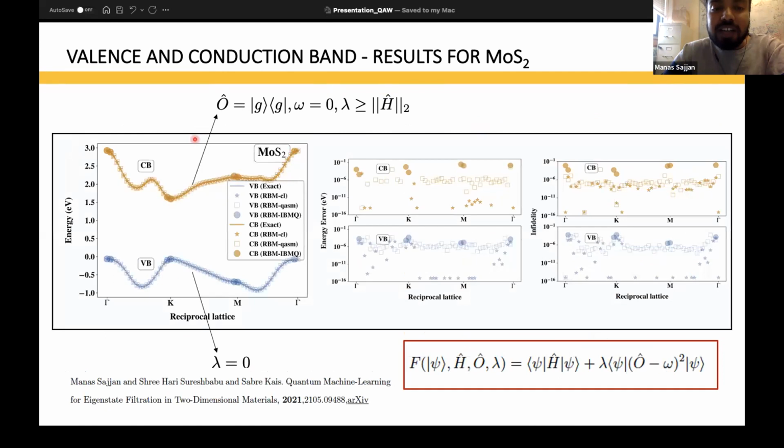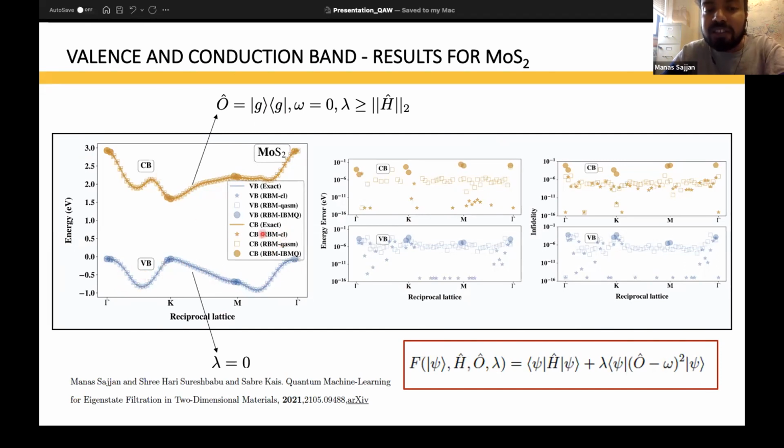So if we were to use that Hamiltonian and use a cost function like this, where O can basically be a ground state projector, effectively for getting the conduction band, we're going to search in the space which is entirely orthogonal to the ground state, with omega being 0. So we can actually see that all flavors of the RBM representation can represent the band energies for both the valence and the conduction band very accurately.